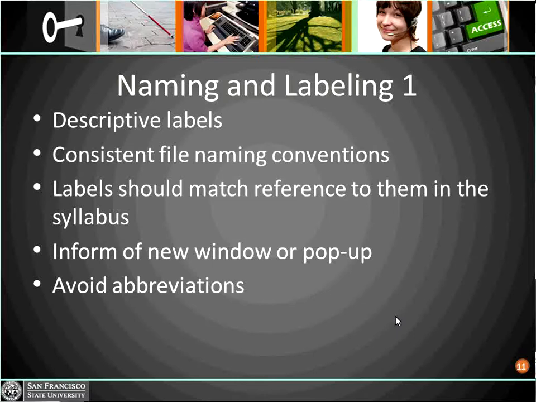Make sure that your labels match how you reference them, not only in the syllabus, but also in the classroom. So that when the student is listening to you in the classroom or online in Illuminate, they know what you're talking about. And they can find that item, they can do that search links in your Moodle course, because that's what they're going to be listening for, keywords, and also looking at your syllabus, looking for keywords in the learning management system. Also, inform your students of any new windows or pop-ups when you're linking to URLs, and avoid abbreviations. That way, it's spelled out and they don't make mistakes when they're searching for something.